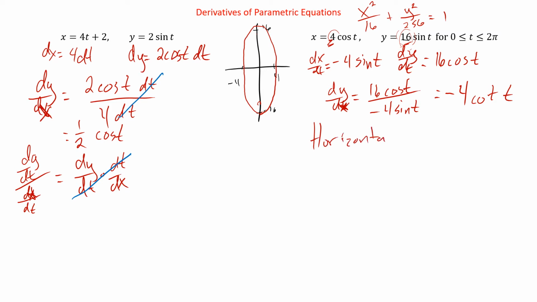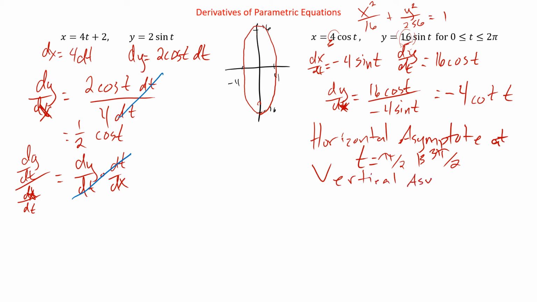So this will have a horizontal asymptote at t equals, when cosine equals 0, that's going to be the pi over 2s. This will be pi over 2 and 3 pi over 2. And a vertical asymptote at, that's when the sine equals 0, which will be at 0 and pi.